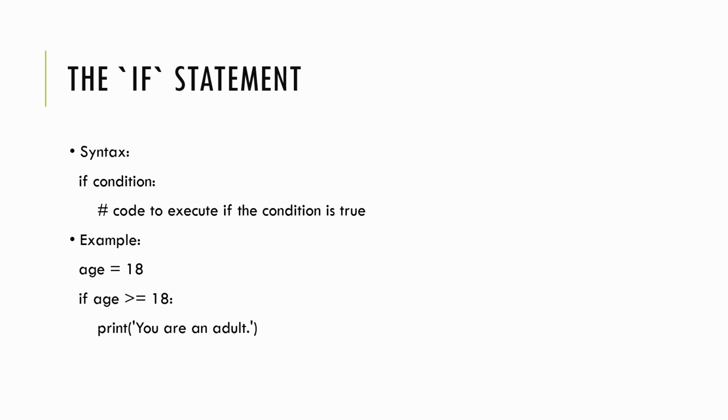Let's start with the if statement. The if statement is used when we want to execute code only if a particular condition is true. The syntax is simple. You write if followed by the condition, then a colon, and finally the block of code you want to execute if the condition holds true. For example, if age is greater than or equal to 18, you could print that the person is an adult.